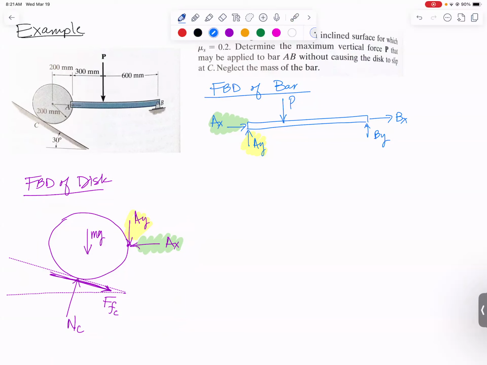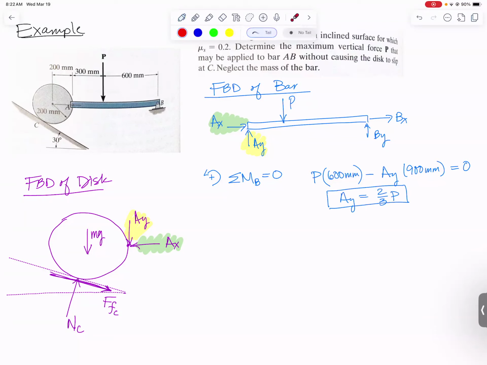So over here, I'm going to sum moments about B. And in doing that, I've got P will cause a counterclockwise moment, and it is 600 millimeters away. If you want to call it 0.6 meters, you can. And then the other direction, I've got AY causing a clockwise moment about B, and it is 900 millimeters away. Won't matter if you use 600 and 900 millimeters or 0.6 and 0.9 meters. As long as you're consistent, those units are going to cancel out anyway, and you simply get that AY is 2/3 of P.